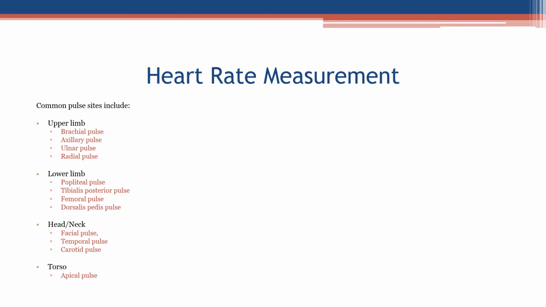Common pulse sites include upper limb: brachial pulse, axillary pulse, ulnar pulse, radial pulse. Lower limb: popliteal pulse, tibialis posterior pulse, femoral pulse, dorsalis pedis pulse. Head and neck: facial pulse, temporal pulse, carotid pulse. Apical pulse.